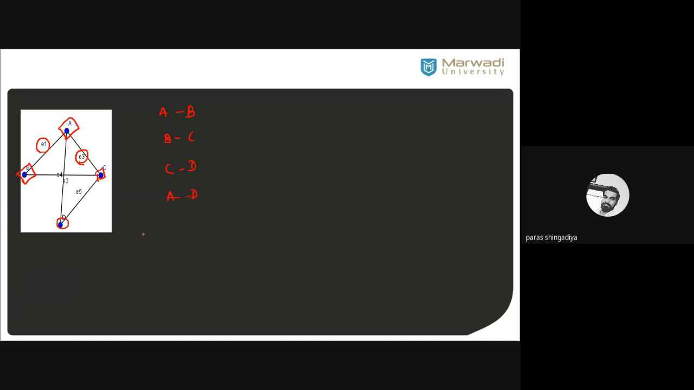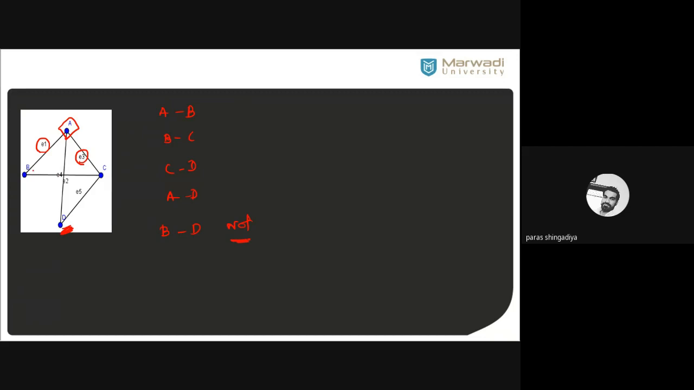Clear? But B and D are not adjacent vertices. Why are they not adjacent? Because this is vertex B here and this is vertex D. B and D are not directly connected. There is no direct edge between B and D. If I draw an edge here and connect B and D right now, then B and D would be adjacent, but there is no direct edge between these two vertices, so they are not adjacent vertices.